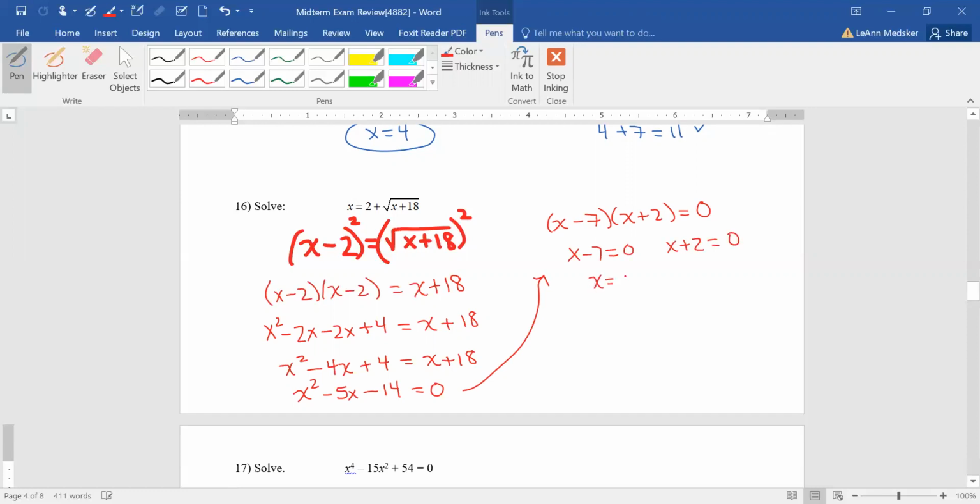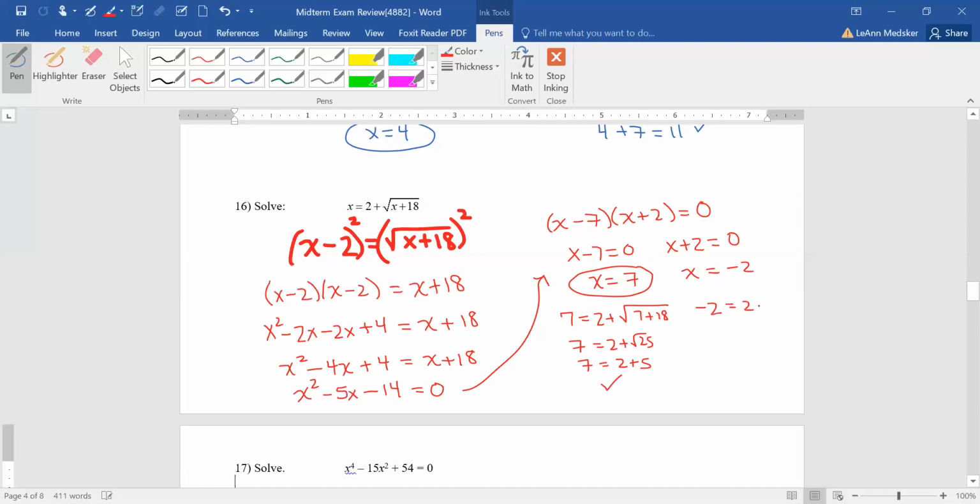Now we are not guaranteed that either of these are solutions or that both of them could be. We don't know until we actually try and solve it. So we can put these back into the original. So we're going to do a check for each. So 7 equals 2 plus the square root of 7 plus 18. That is 7 equals 2 plus the square root of 25. The square root of 25 is 5, and 2 plus 5 does equal 7. So we know this one works.